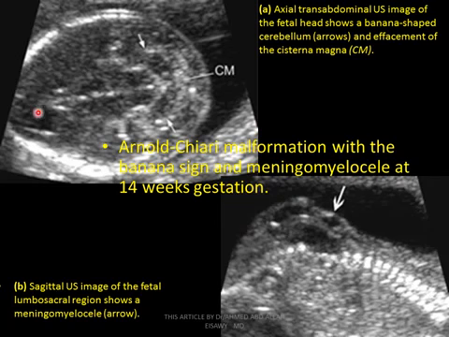These axial images show the fetal head with the banana sign, a banana-shaped cerebellum, and effacement of the cisterna magna. The cisterna magna is effaced, and the cerebellum is banana-shaped. These sagittal images of the fetal lumbar region show myelomeningocele, Arnold-Chiari malformation with banana sign and syringomyelocele at 14 weeks gestation.